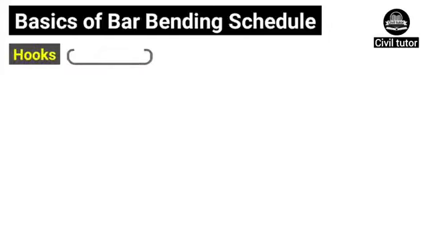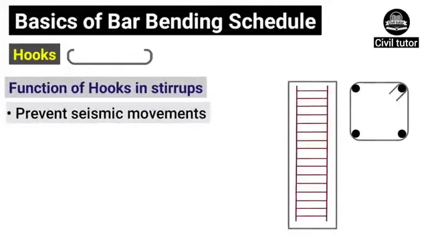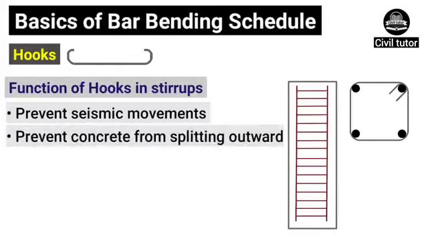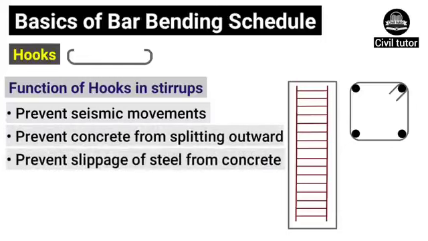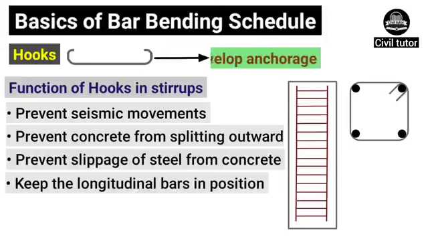The next topic is about hooks. Hooks are provided in structural members as per the requirement. The function of hooks in stirrups is to prevent the seismic movements and to prevent the concrete from splitting outward. These also prevent the slippage of steel from the concrete. They keep the longitudinal bars in position and hold the steel tightly. The main function of a hook is to develop anchorage.